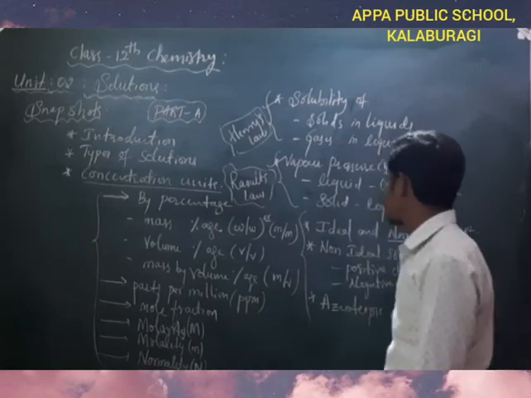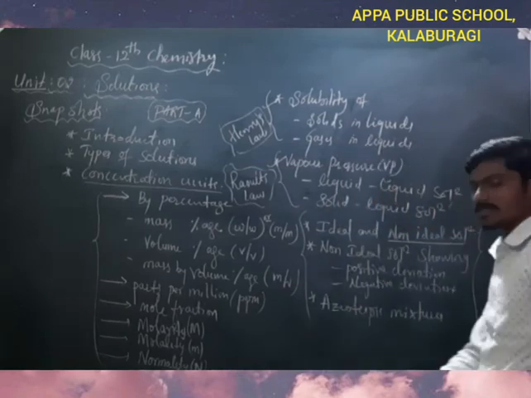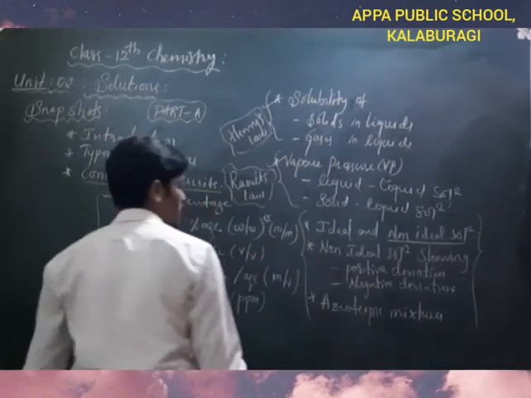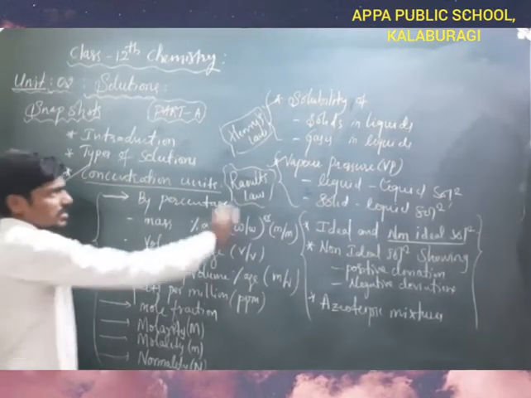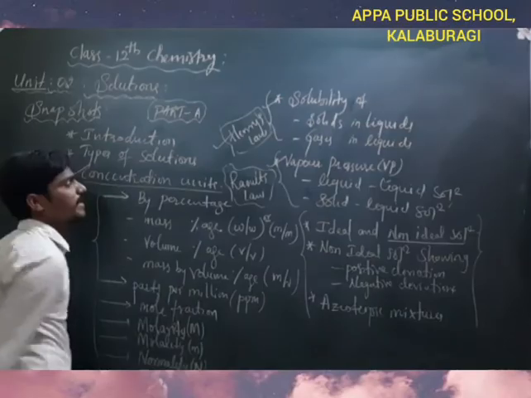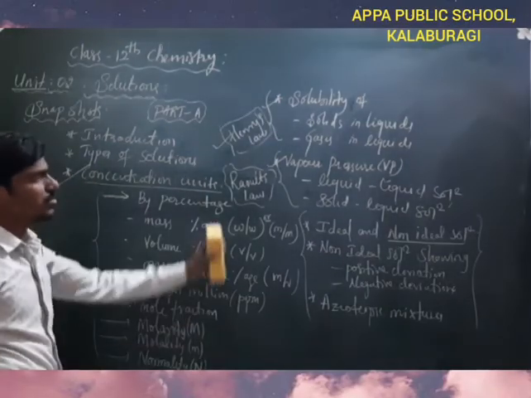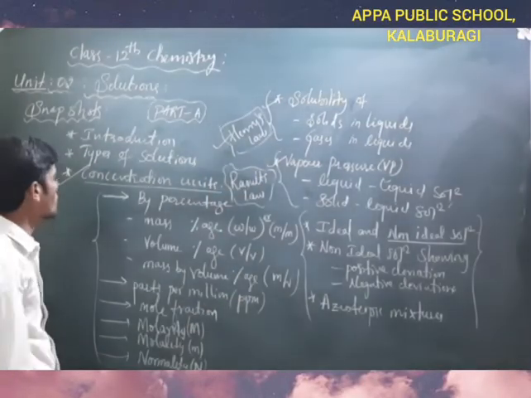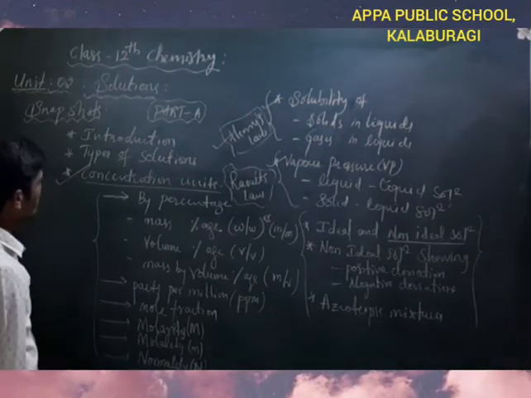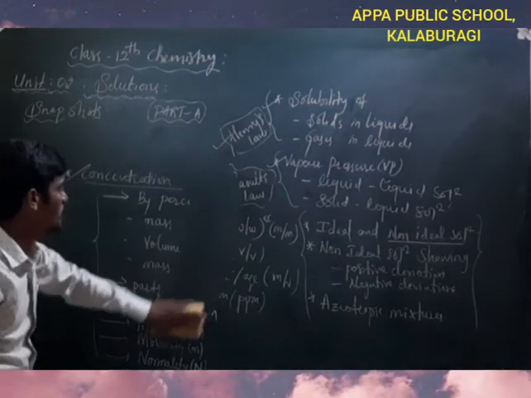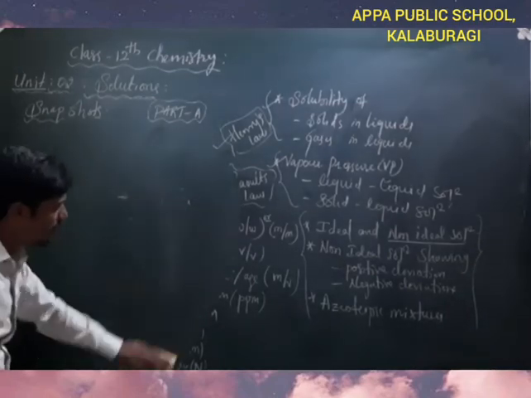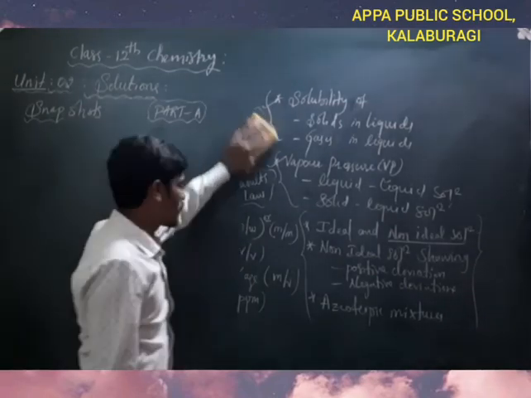And these are the only theoretical points: definitions, differences, some examples, etc. This is in part 1. So the numerical part is on concentration units, some numericals on Henry's law, and regarding Raoult's law very few questions. Now in part 2, let's start the part 2 syllabus. Part 2 deals mainly with colligative properties.